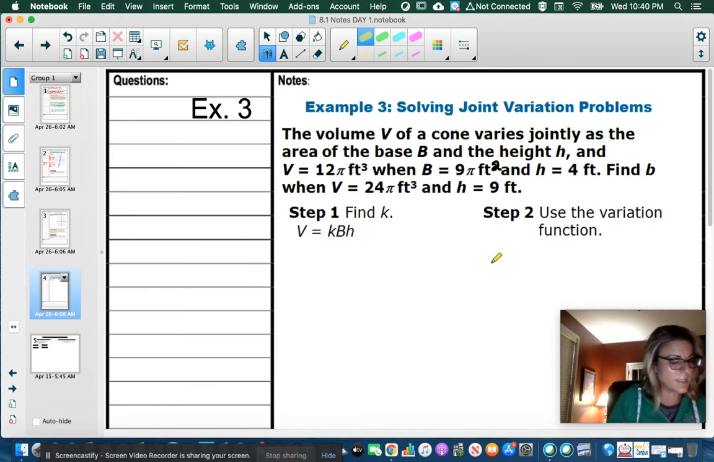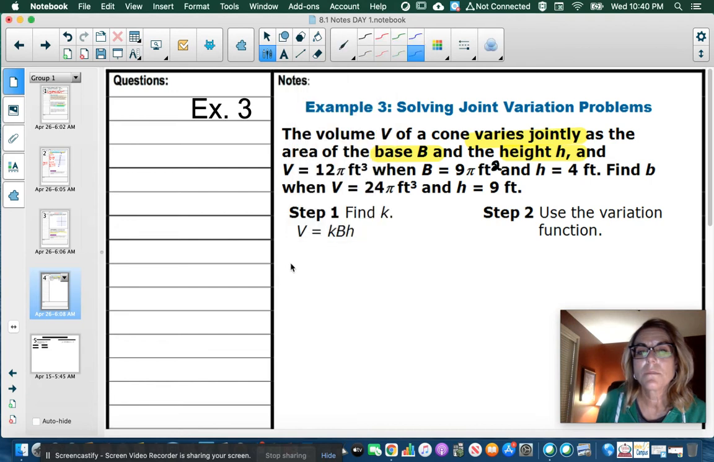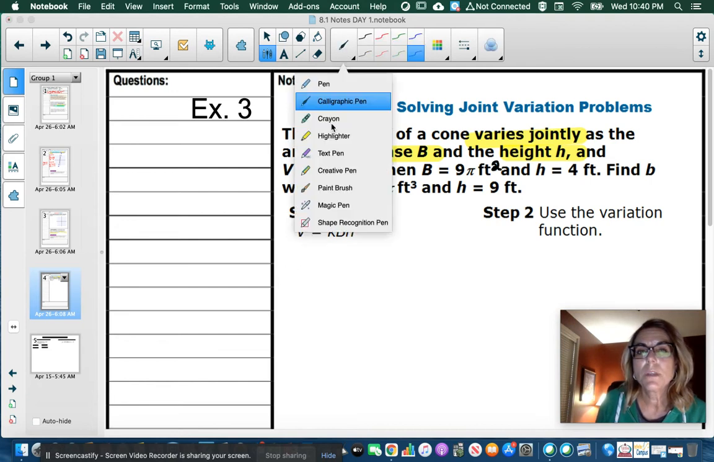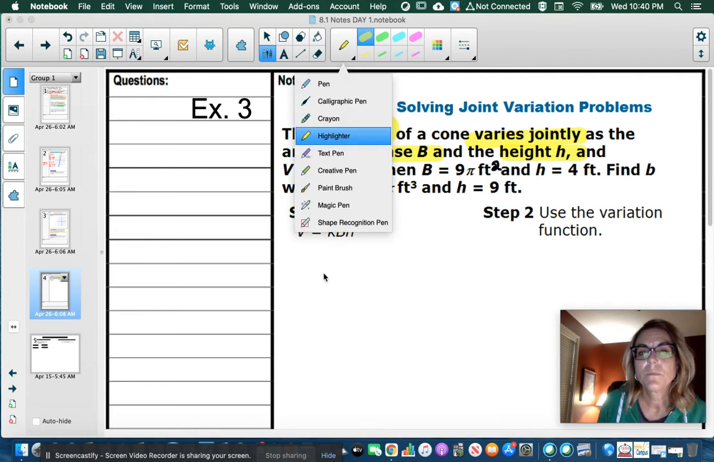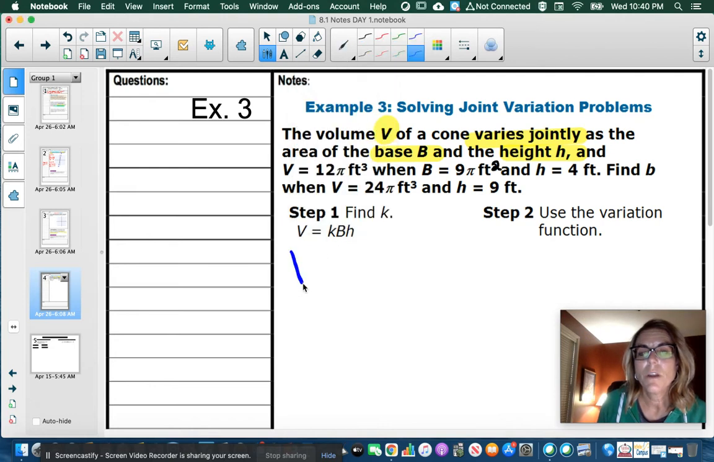The phrases y varies directly as x and y is directly proportional to x have the same meaning. Here is our next example. Example 3. The volume V of a cone varies jointly as the area of the base and the height. So first thing I'm going to do is write the equation: volume varies jointly. We need our k with base and height.